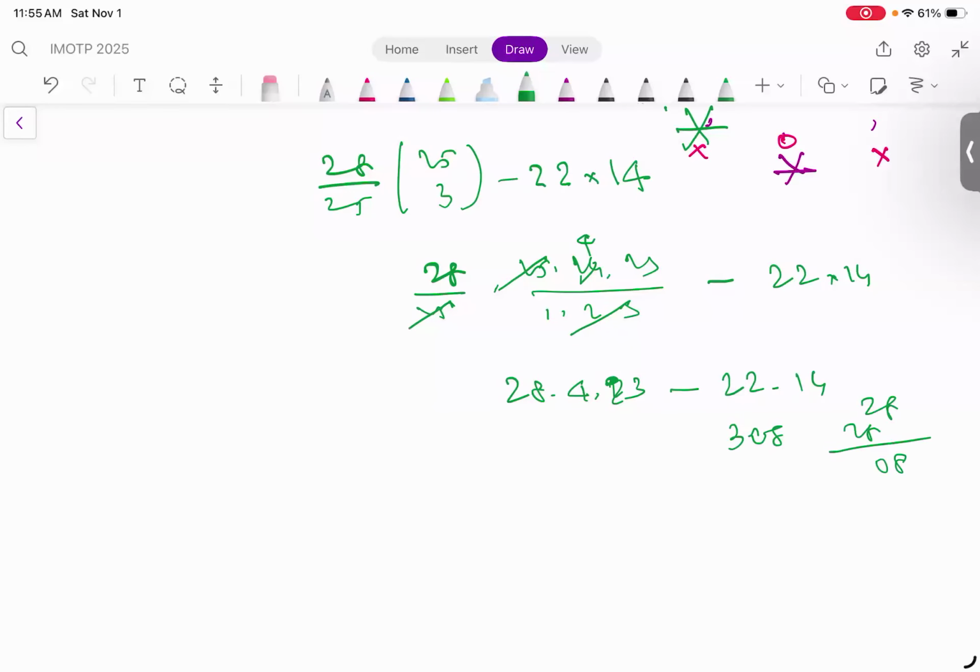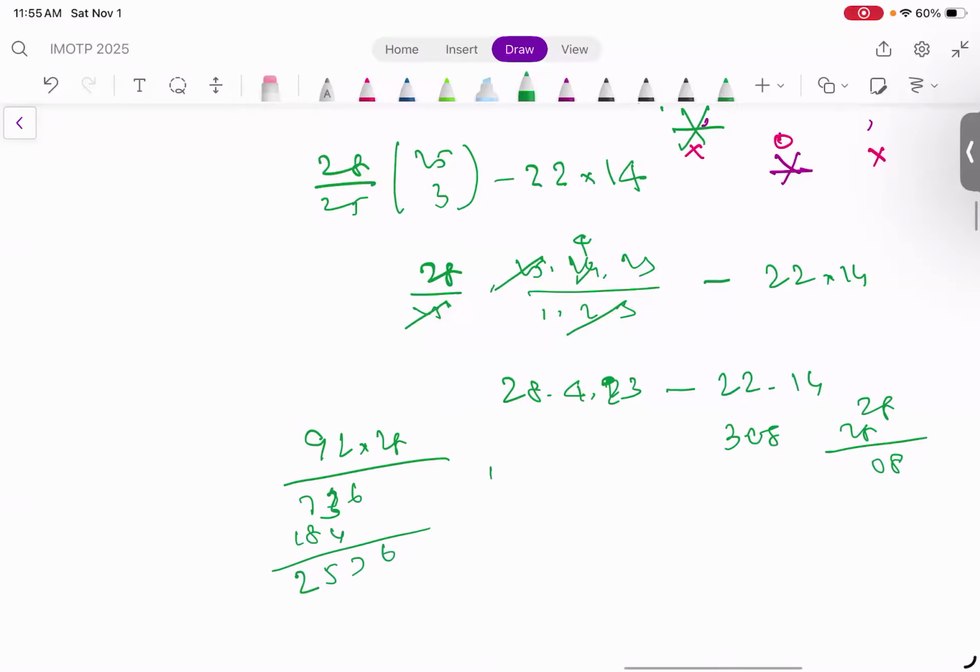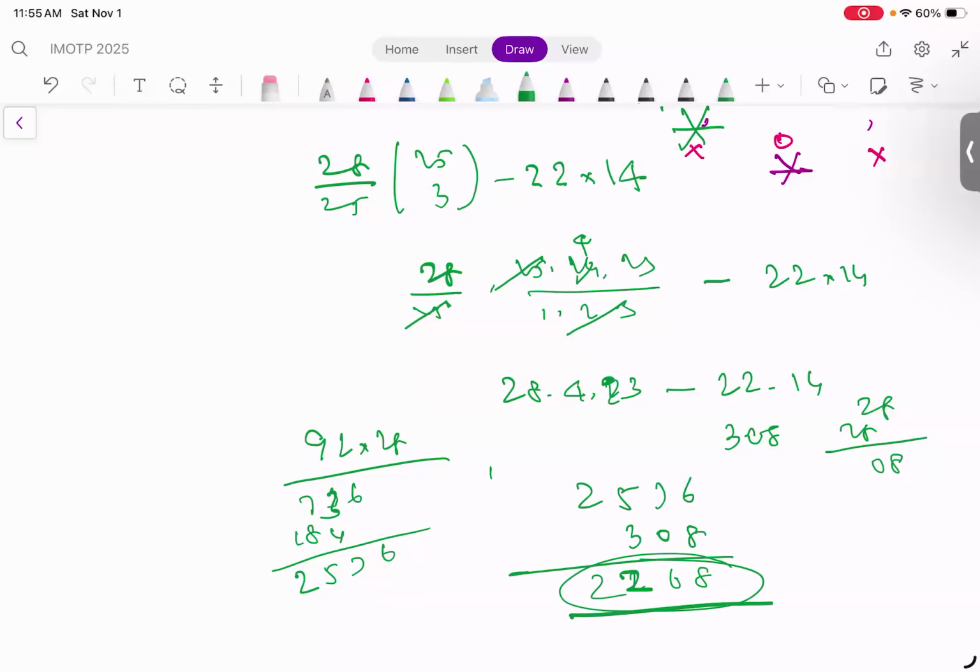And this one is 92 into 28. I think I got 1466, but I'm not sure. 2576. 2576 minus 308, which is 2268. There are 2268 choices for 3 objects, such that no 2 are adjacent and no 2 are diametrically opposite.